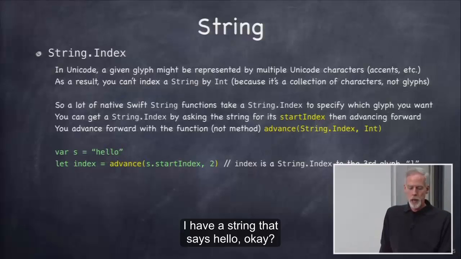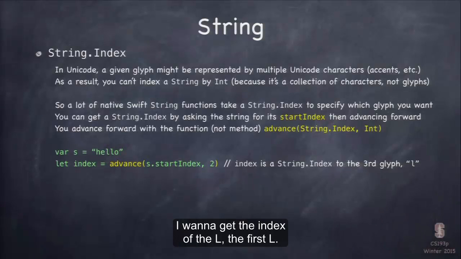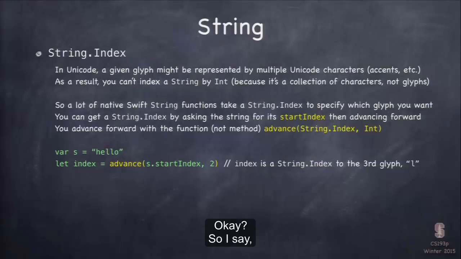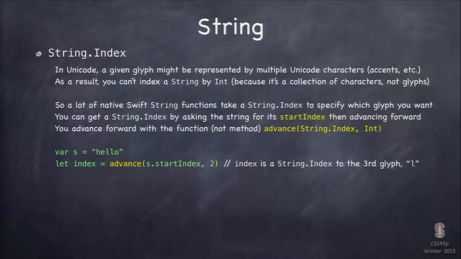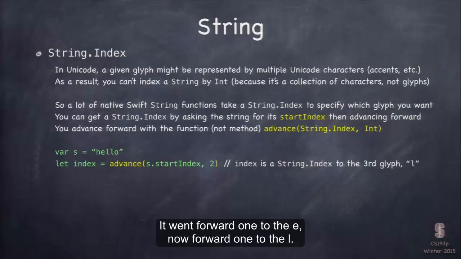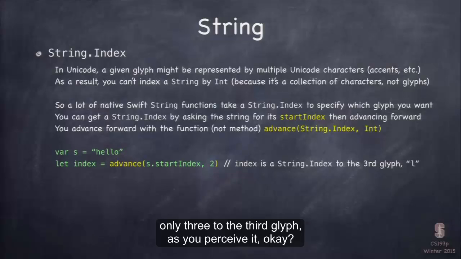So here's an example. I have a string that says hello. Okay, I want to get the index of the L, the first L. So I say let index equal advance the start index of that string, go forward 2. Okay, so now it's pointing at the L. It went forward 1 to the E, now forward to the L. And again, if it was E accent aigu, it would have gone forward 4 Unicode characters, but only 3 to the third glyph as you perceive it, okay?